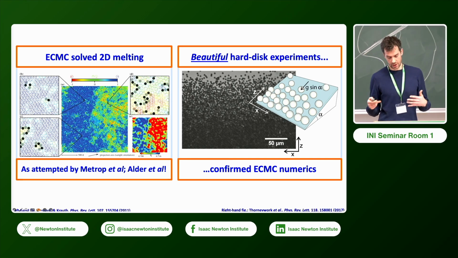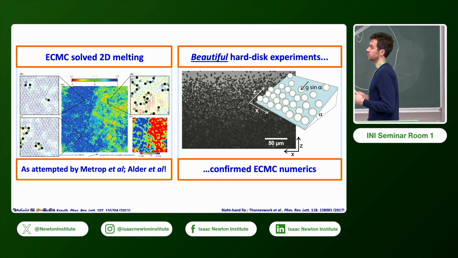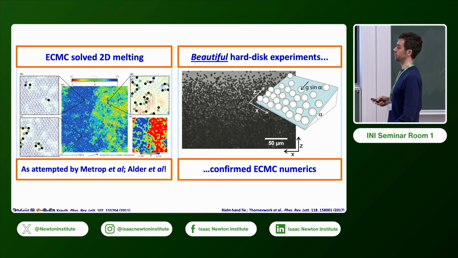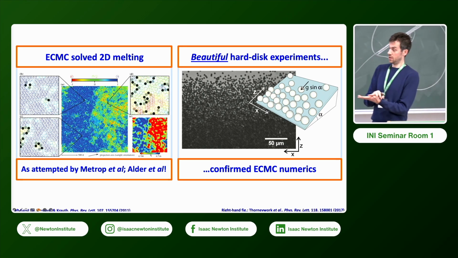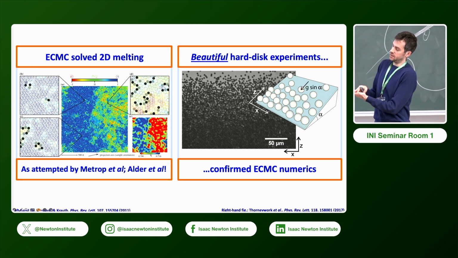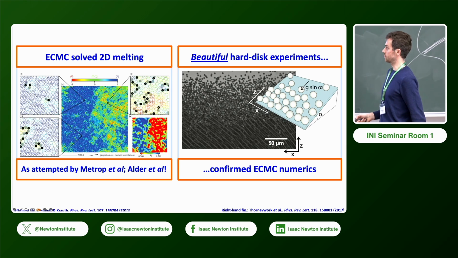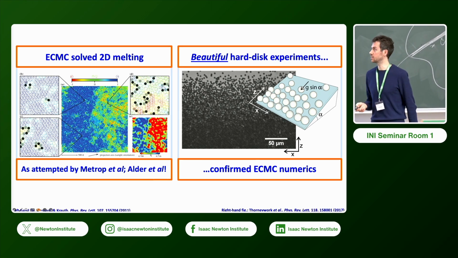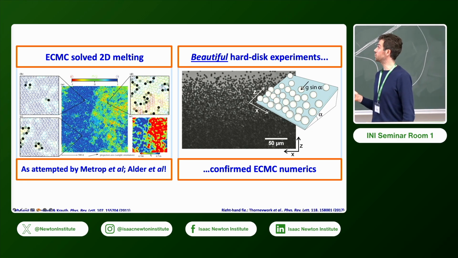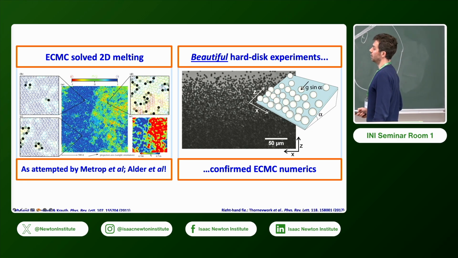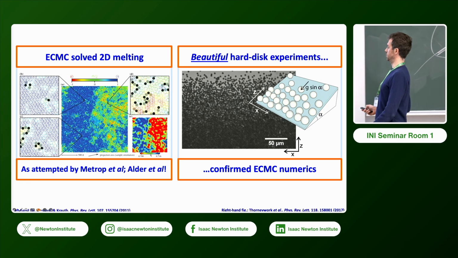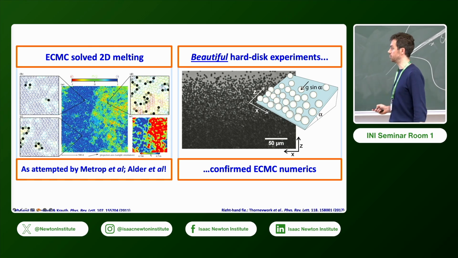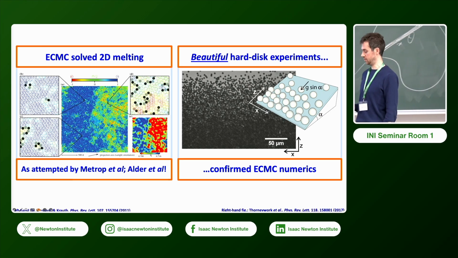But Werner and Etienne's work managed to converge on much more reasonable timescales, and they were able to resolve the mechanics of the transition when you have a planar system transitioning from a solid to a liquid. They actually found that it did not agree with the theoretical predictions. It was actually subtly different. It then led to some beautiful hard disk experiments by my collaborator, well, soon to be collaborator, hopefully, Alice Thorneywork at Oxford, where she confirmed these ECMC numerics. So this was a really exciting and beautiful period of statistical physics in the 2010s.